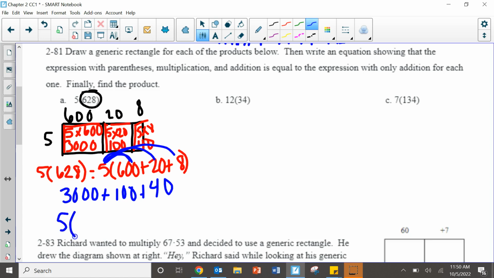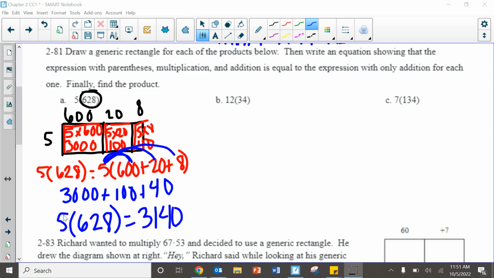So 5 times 628 is equal to 3,140. So go ahead and pause, and I want you to do the same thing we just did for B and C, and then press play and we'll go through them together.